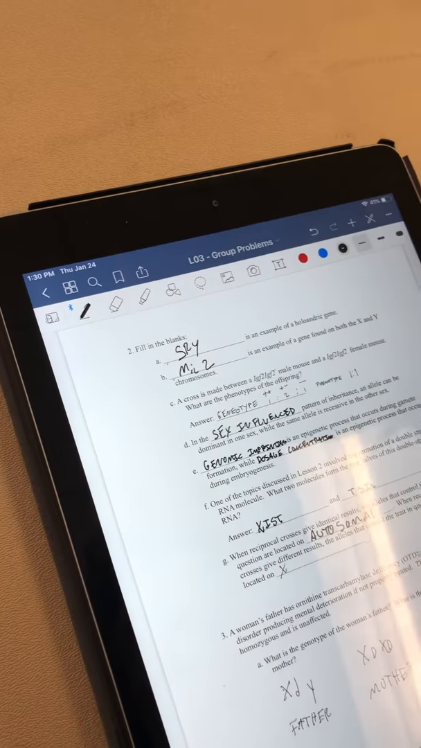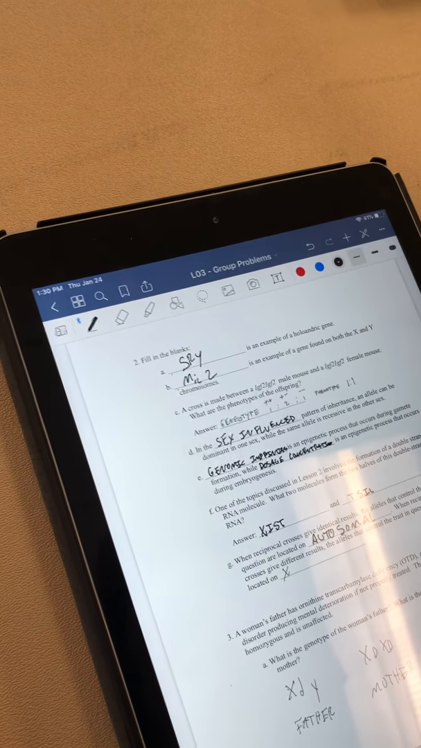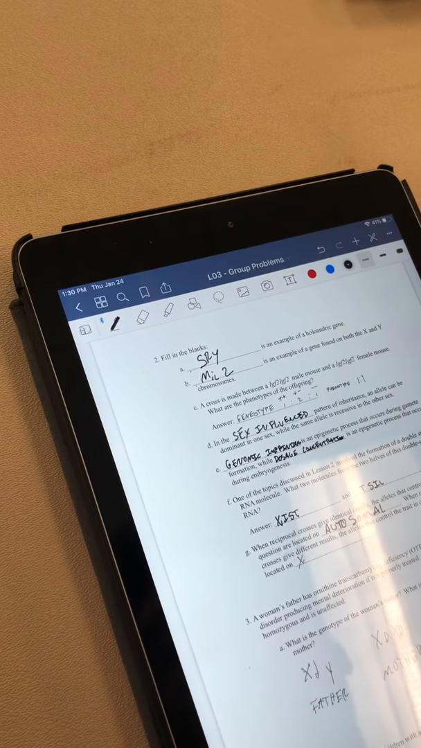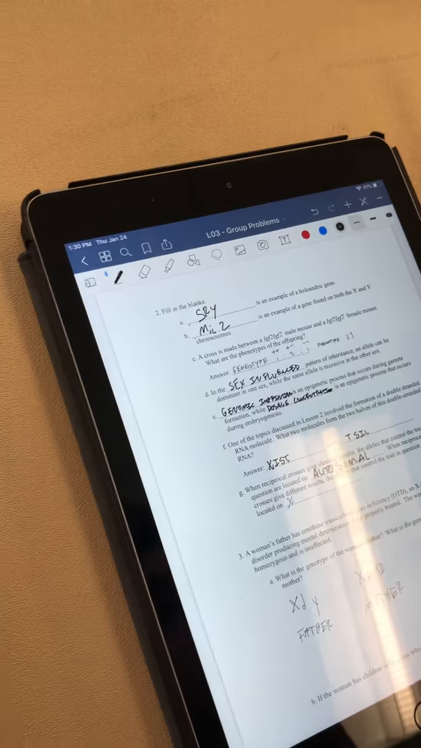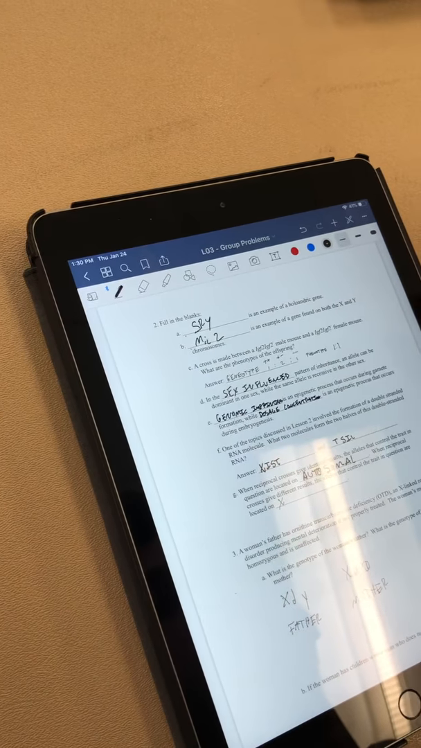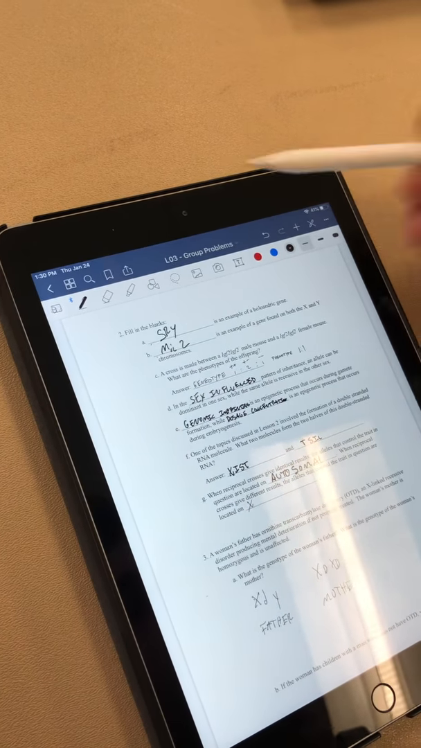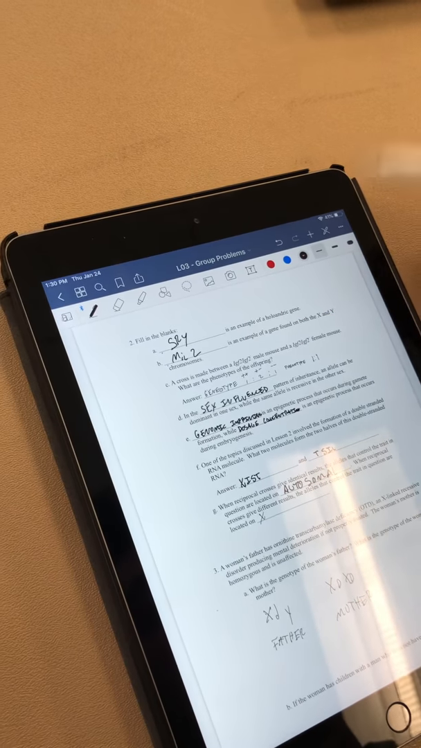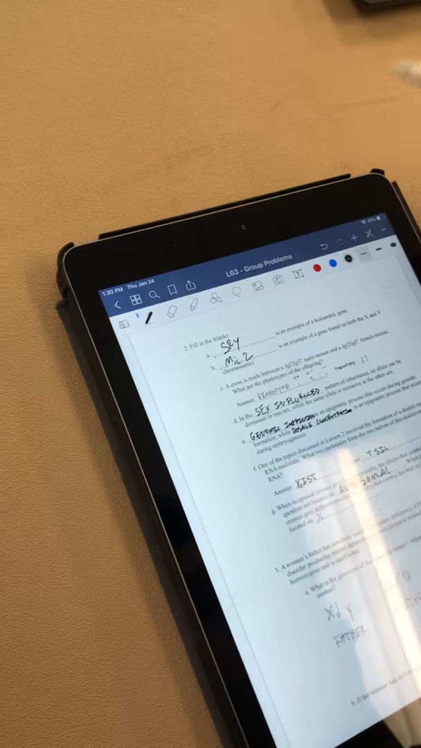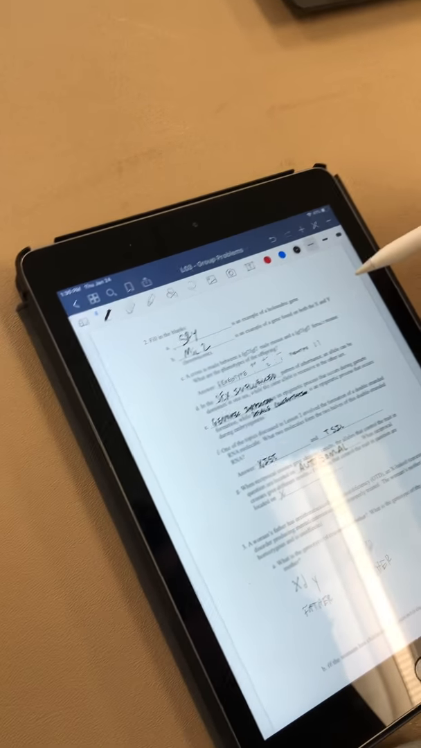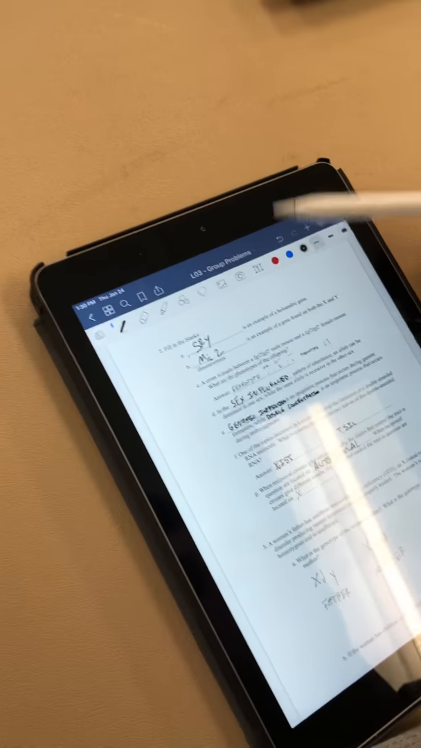All right, so for question 2, it's just simple fill in the blanks. A is SRY is an example of a Holandric gene. B is MIC2 is an example of a gene found on both the X and Y chromosomes. C, a cross between a male mouse with this genotype and a female with this genotype. We came up with a phenotypic ratio of 1:1, but the genotype has a ratio of 1:2:1.